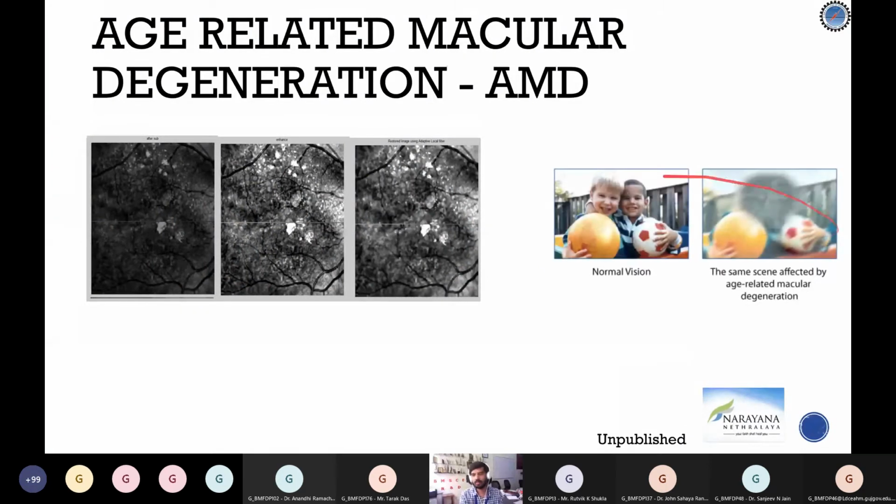This is how the vision looks. So here, you see the normal vision, like what we are able to see, and someone with AMD, that is ARMD or AMD, age-related macular degeneration, they see a black spot within and they see something like this. But the good part of the human brain is it gets adjusted, saying my vision is like this.